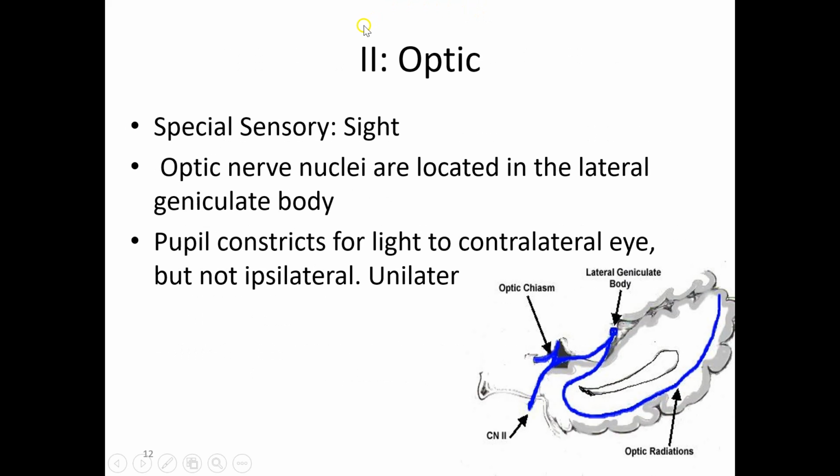This is a very important nerve and very commonly tested for examinations. Optic nerve, second cranial nerve, which is again a pure sensory nerve, and it supplies special sensory fibers for sight. Optic nerve nuclei are located in the lateral geniculate body. I will show you later.